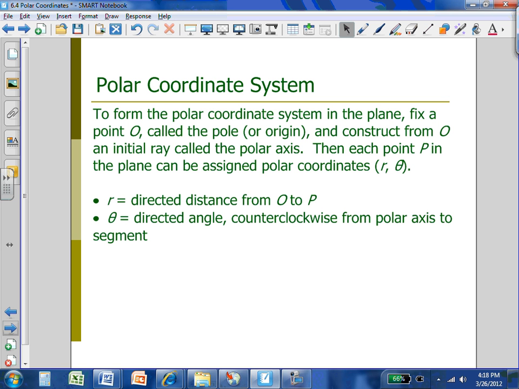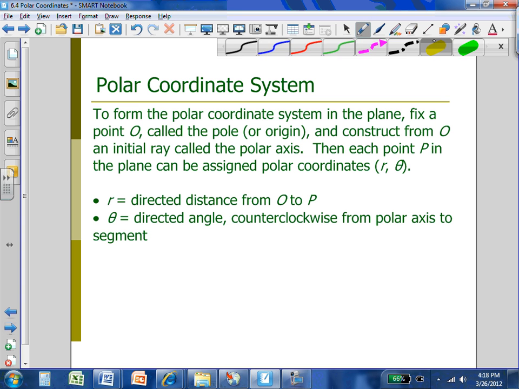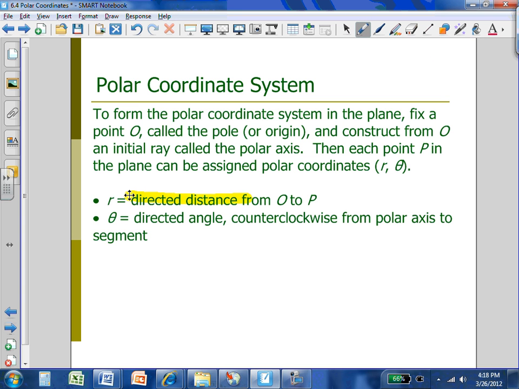We are used to the XY coordinate system, and the polar coordinate system also has two components. It's just that they are r and theta instead of x and y. And you'll need to write down your definitions here. R is the directed distance, so there's a direction element involved, but it's the distance from O to P, and O is where we're starting and P is where we're ending. And it's the initial ray that connects those two.